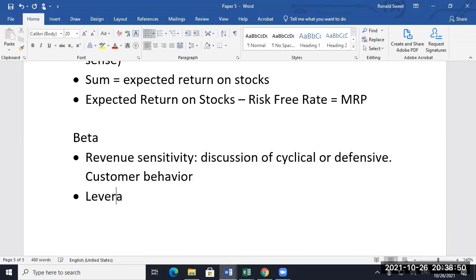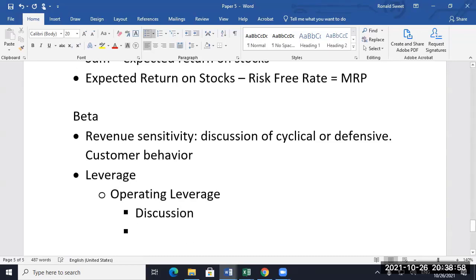Then you have leverage. So you have operating leverage. You need to have a discussion. This is where students lose a lot of points, where they just go get the chart and that's all they do, is use the charts. Have a discussion. Does your firm have fixed costs? What kind of fixed costs do they have?